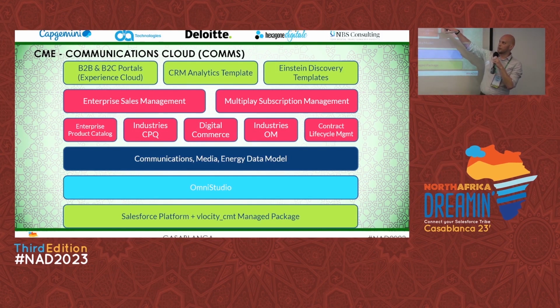So there's the B2B and B2C portals using Experience Cloud. There are some CRM analytics templates that are aware of the data model and help you build reports faster. And then Einstein Discovery templates, similarly aware of the data model, that help you leverage Einstein Discovery.